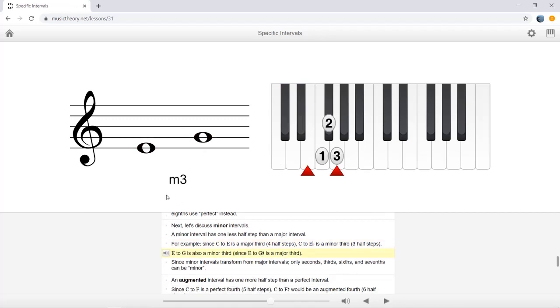Here's another minor third, 1, 2, 3. So we know it's a third. And then it's 3 half steps. And it would sound, right?